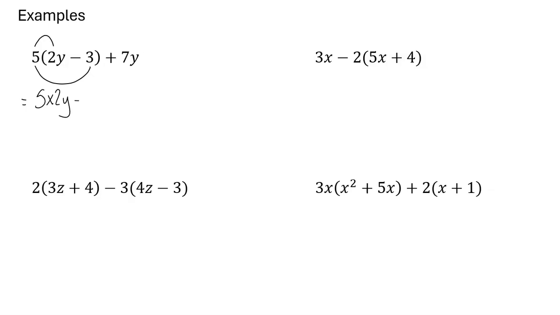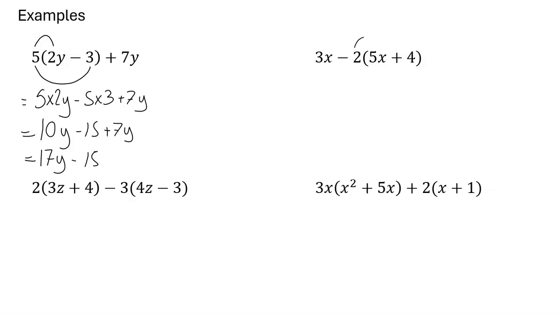So expanding this first one, I'm going to take the 5 in, and I'm going to do 5 times 2y, take away 5 times 3, plus 7y. So what I'll end up getting is a 10y minus a 15 plus a 7y, which we simplify to give you 17y, take away 15. Remember, if you use the table, focus on the bracket in the table, and then make sure you sort your plus 7y at the end.